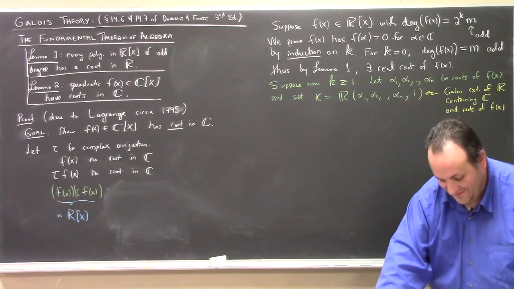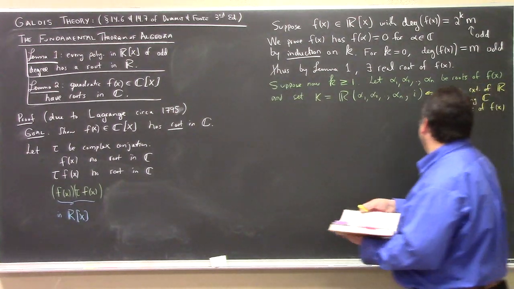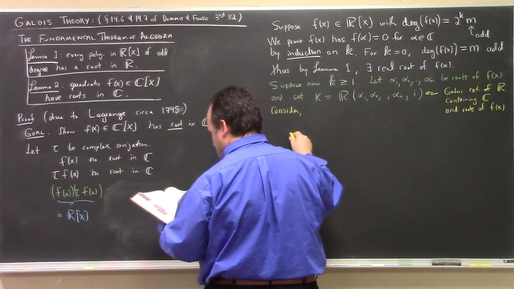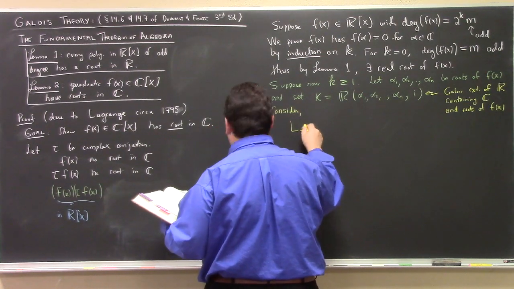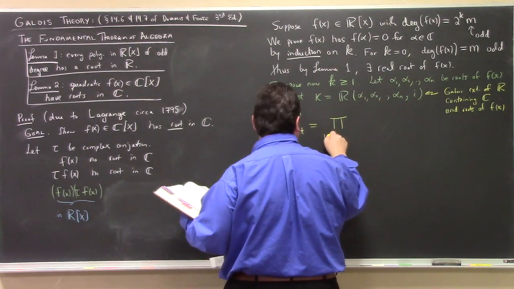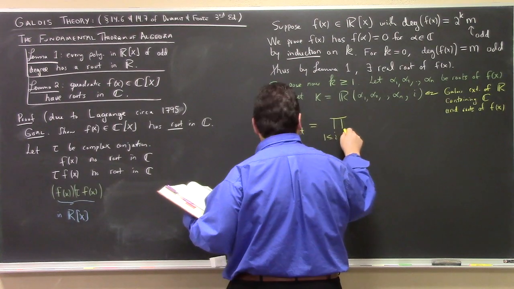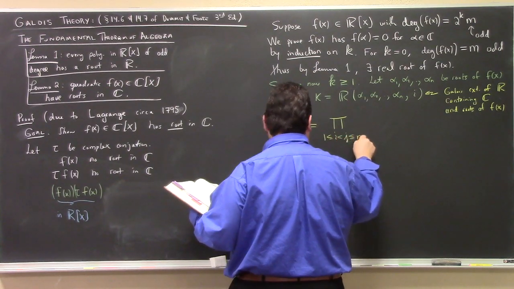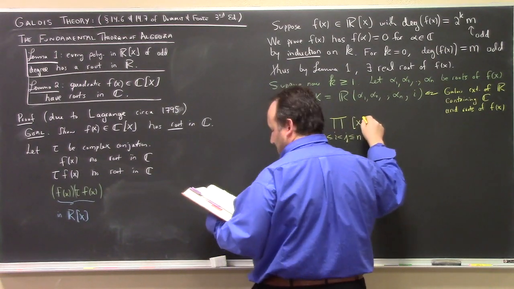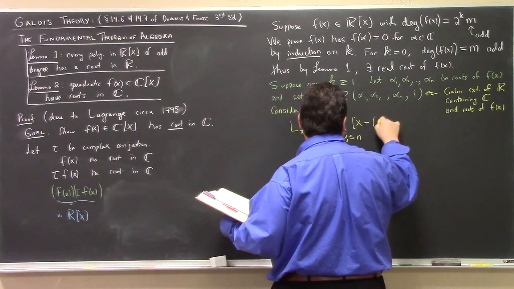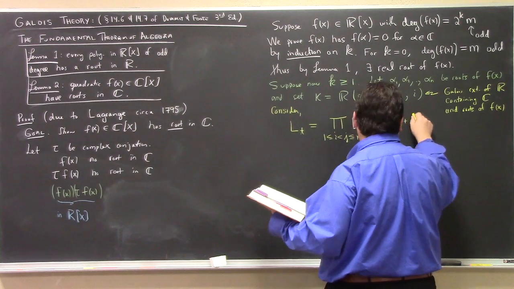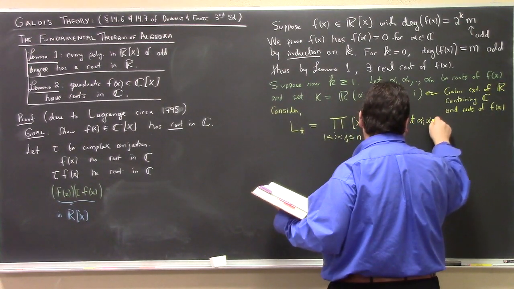Now consider the polynomial L sub t equal to the product, 1 less than or equal to i less than j less than or equal to n, of x minus (alpha i plus alpha j plus t alpha i alpha j).